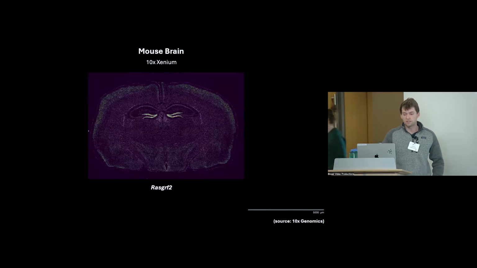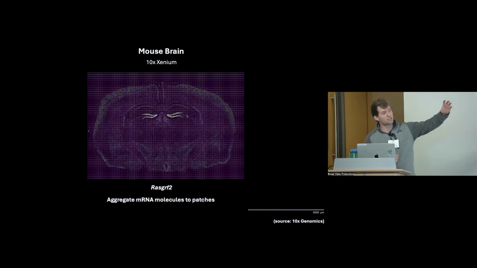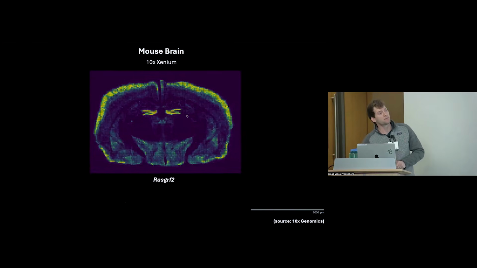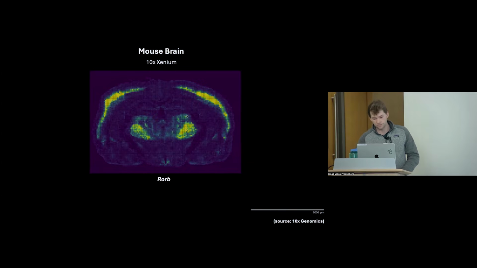So one way we can visualize this gene a little bit easier for this technology is by rasterizing it. What we do is we aggregate all mRNA molecules to patches. So each of these patches, I'm taking all the mRNA molecules within this patch, I'm summing them together. And so now when we plot this data, we can plot it like this, and it's a lot easier to visualize the trends in these genes and what these genes actually look like. So here's the example of RASGRF2. We can do this for all the genes, FezF2 or RORB, et cetera.